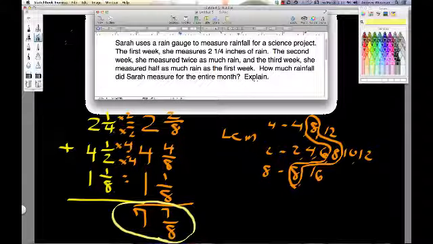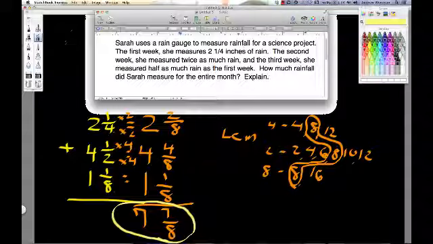So how did we do this? Well, we had to figure out how much rain there was. We knew for the first week. We had to figure it out for the second week. And that's our hidden question: how much rain fell the second week? Hidden question, how much rain fell the third week?